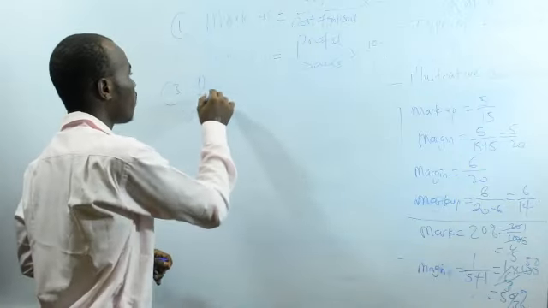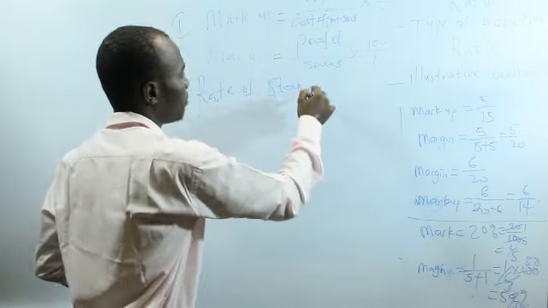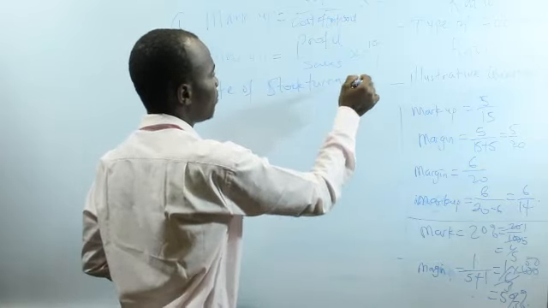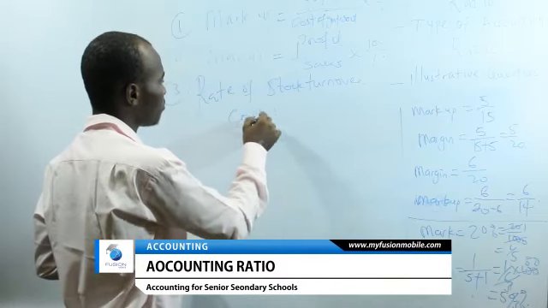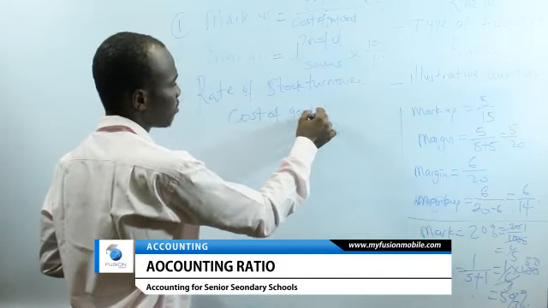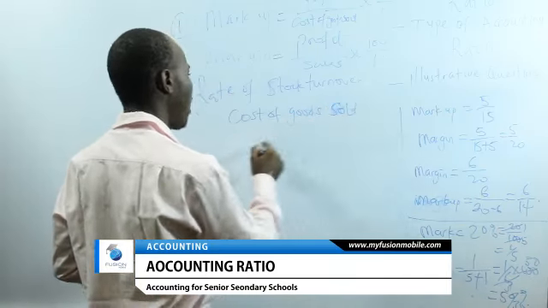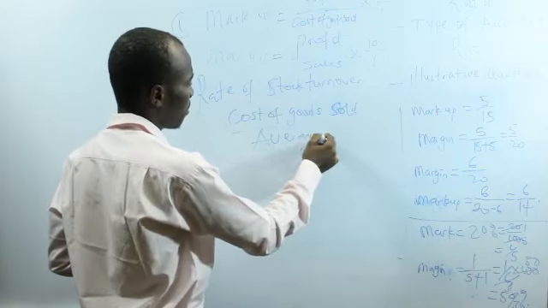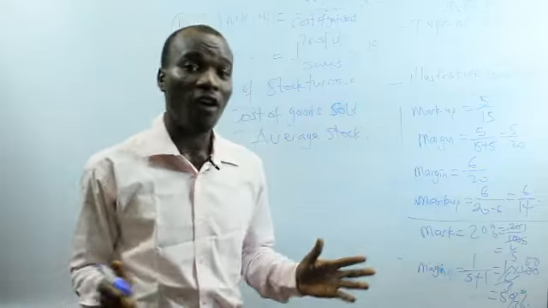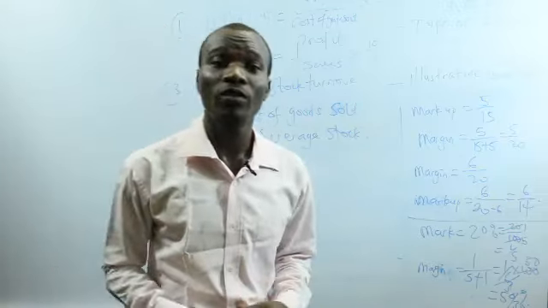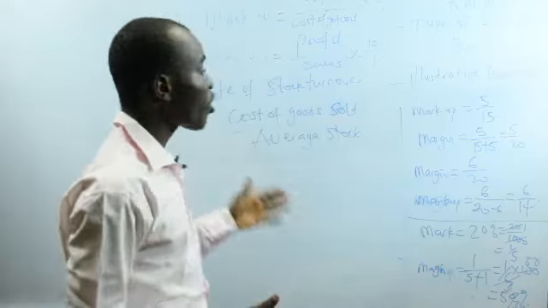the rate of stock turnover. So the rate of stock turnover is the ratio between the cost of goods sold over average stock in the period. The rate of stock turnover shows the average number of times in which stock is being turned over in the period. That is how stock is being sold within the period. So that is what we call the rate of stock turnover.